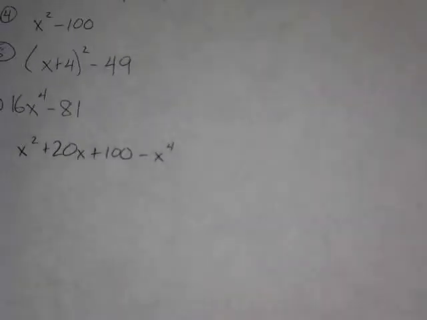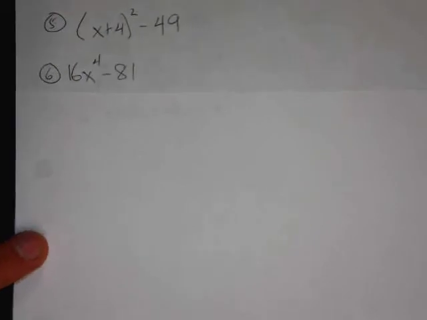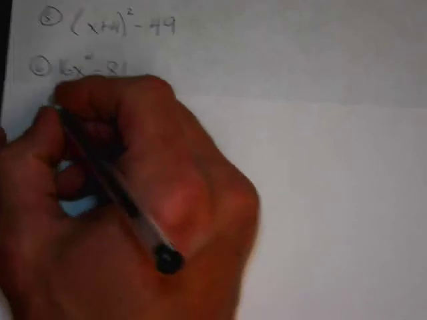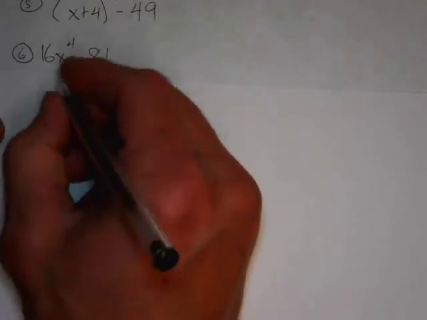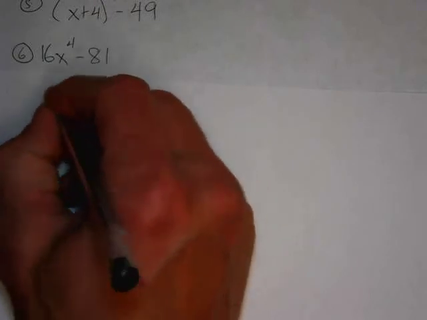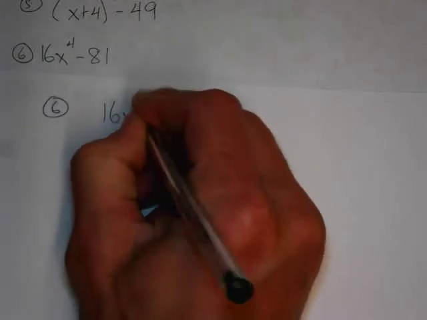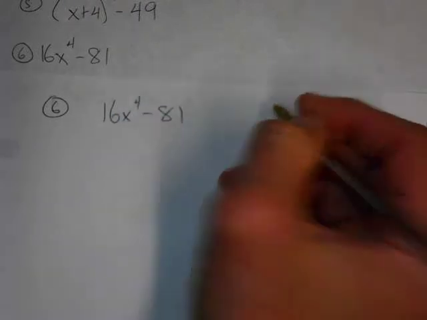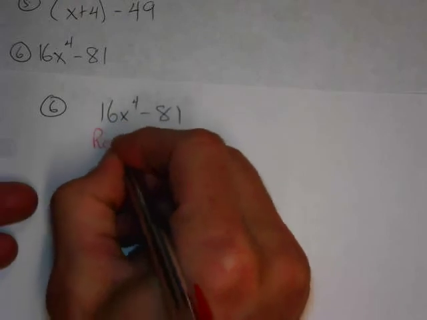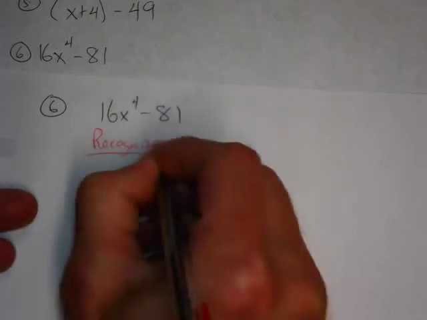But now on to number 6. Now, number 6, you can use the substitution method that we had talked about in the previous lesson. So if we're working out number 6, you can always use the substitution method because we could substitute a to the second power for x to the fourth, and then factor it that way. Or we can just recognize a difference of squares. Okay, and if you can recognize a difference of squares, your life becomes easier.